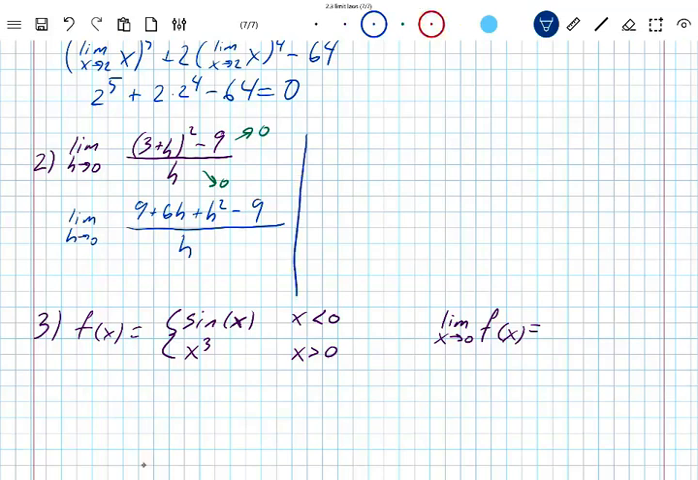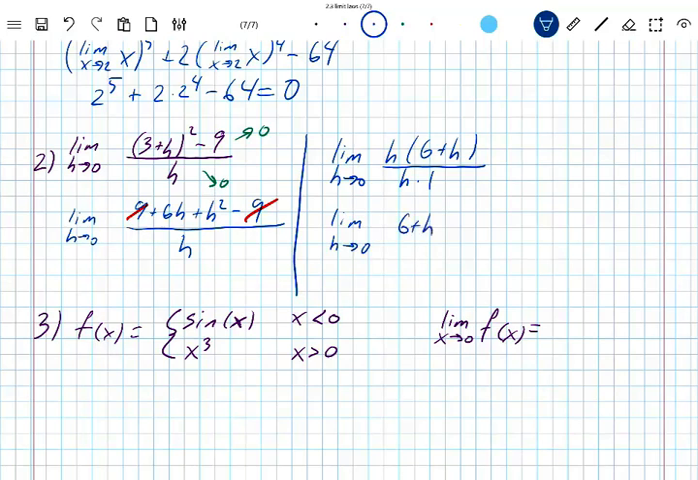That's great. It looks like I get to cancel out those 9s. What I'm left with is a bunch of h's that I should be able to cancel. I'm going to do it in 2 lines. Maybe you could do it in 1. If I pull out that h out front, I would get 6 plus h all over h times 1. And I get this limit as h goes to 0 of 6 plus h over 1.